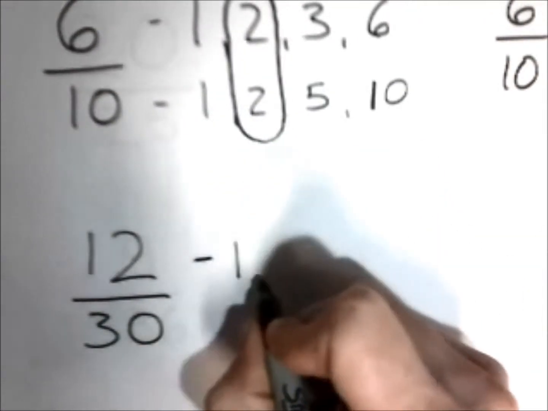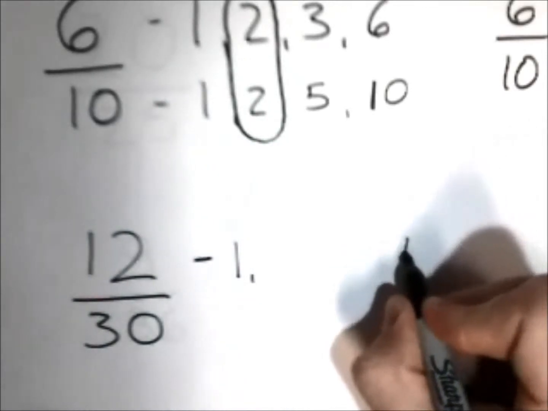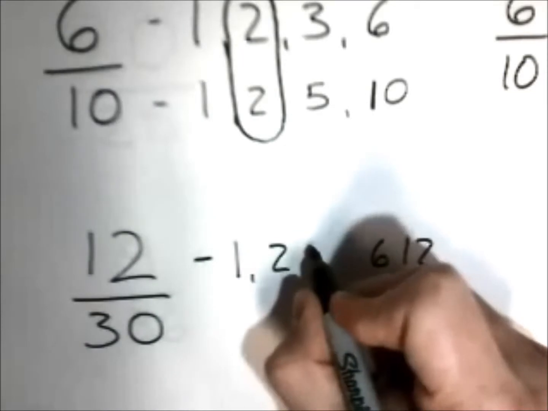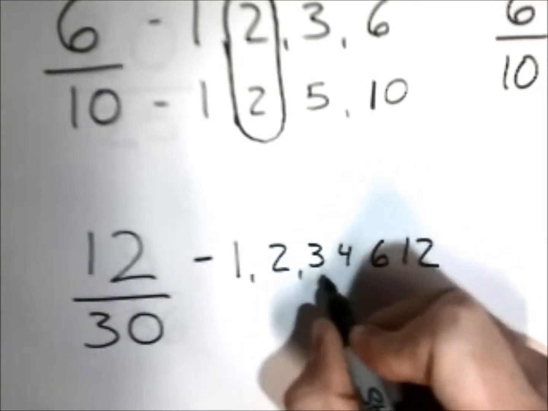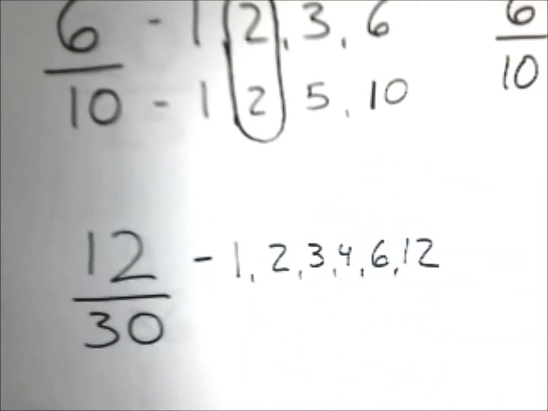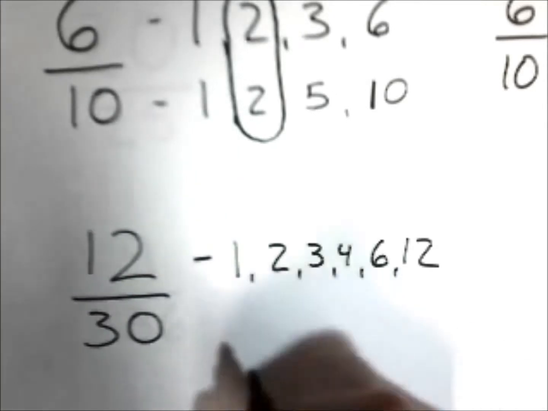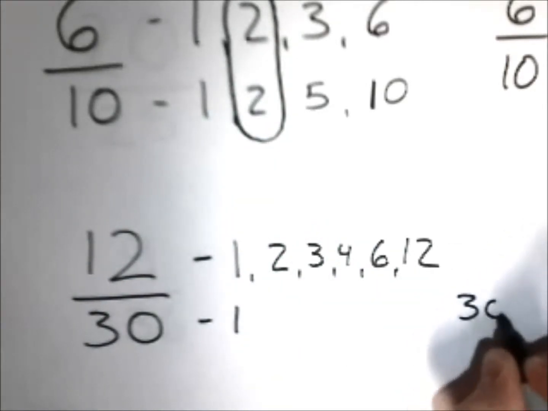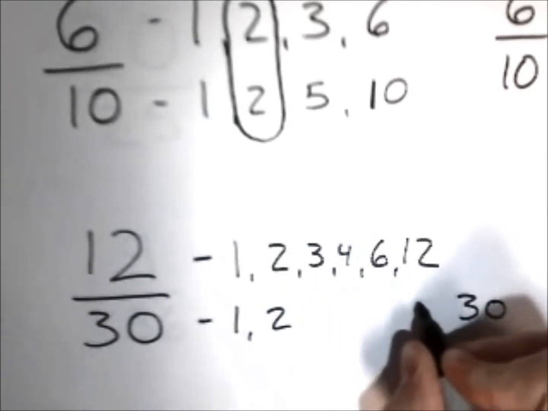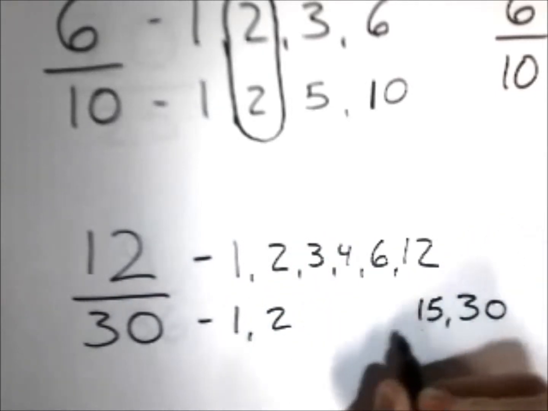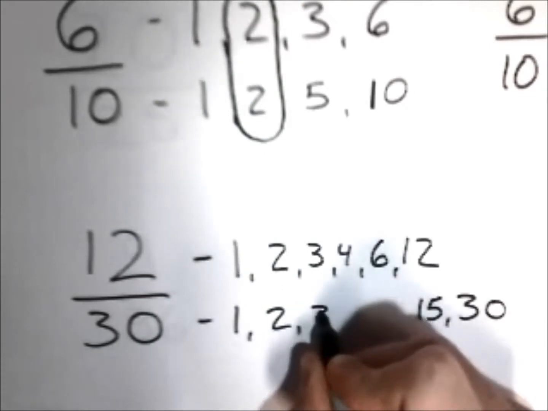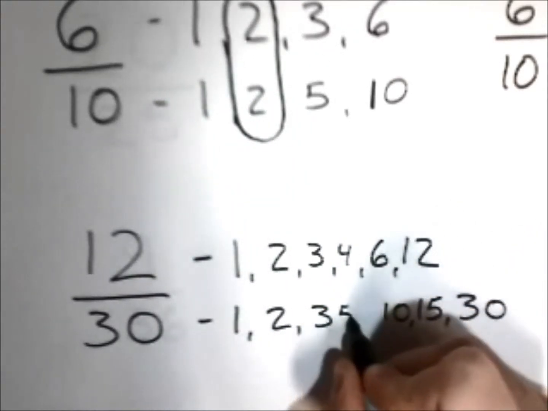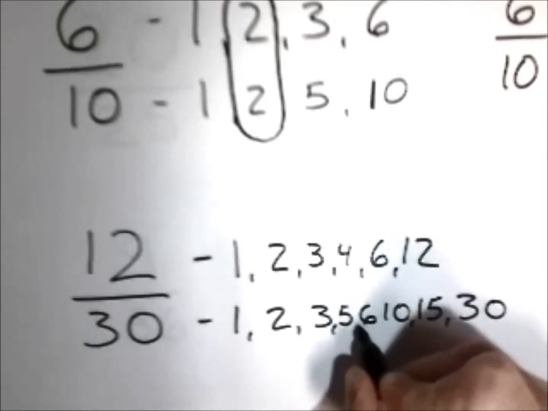Okay, we're going to work with 12/30 now, and we're going to do the same thing. We're going to list our factors. We got 1 times 12, 2 times 6, and then we have 3 times 4. So our factors are 1, 2, 3, 4, 6, and 12. With 30, we're going to have a few more. We're going to have 1 times 30, 2 times 15, because half of 30 is 15. We have 3 times 10, and then we're going to have 5 times 6.